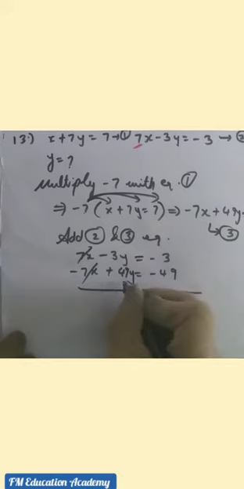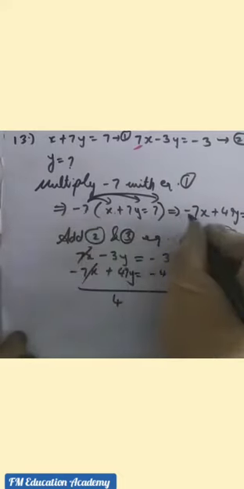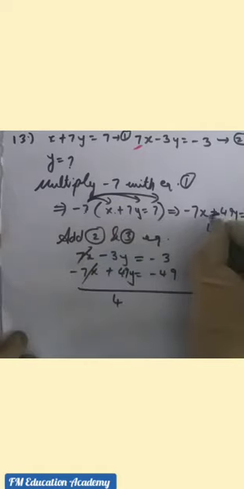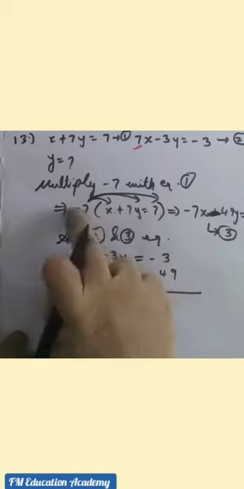7x minus 7x will get cancelled. Here we'll have minus, right? Because you're multiplying minus 7 into x is minus 7x. Minus 7 into plus 7y is minus 49, because you're multiplying with minus 7. Minus into plus is minus. Again, minus into plus is minus.